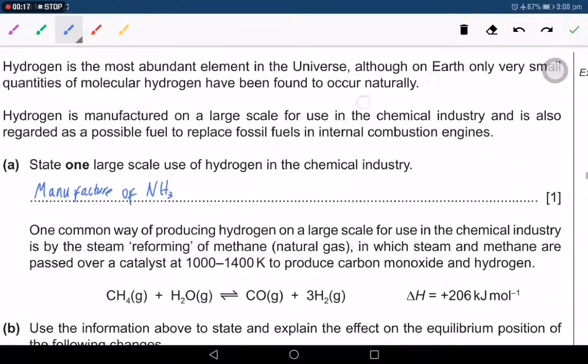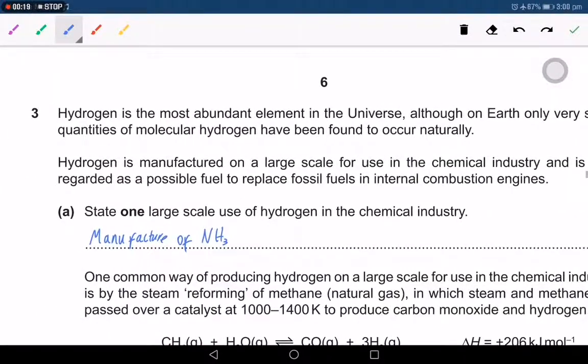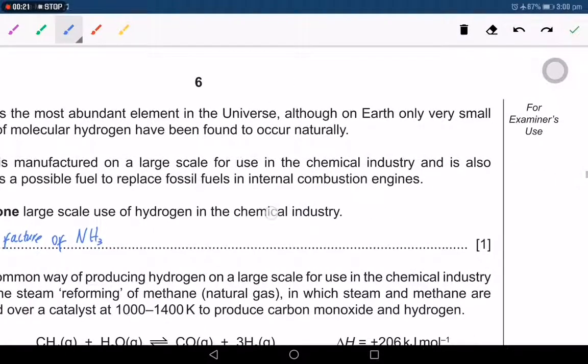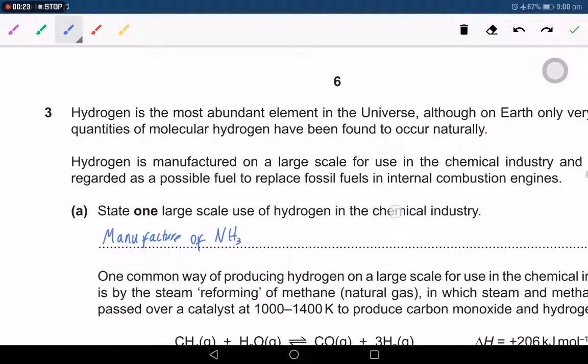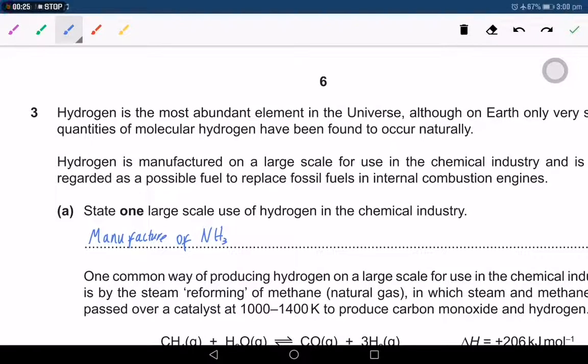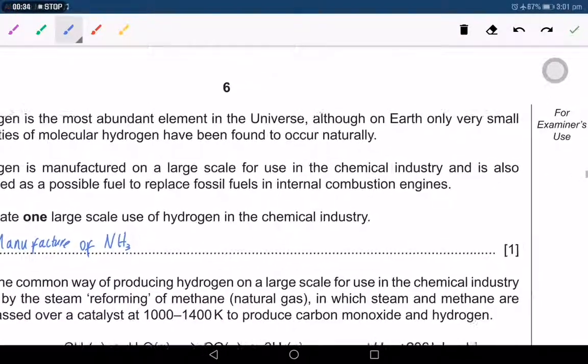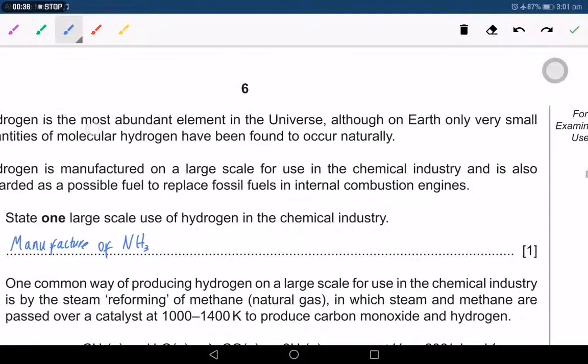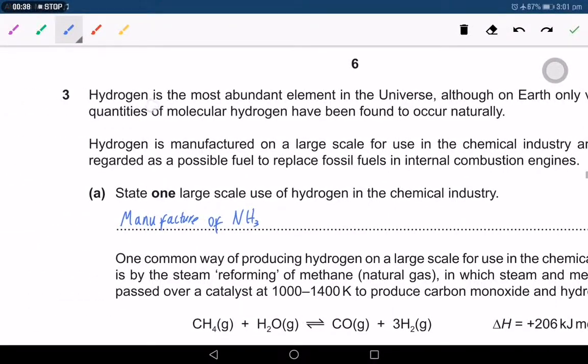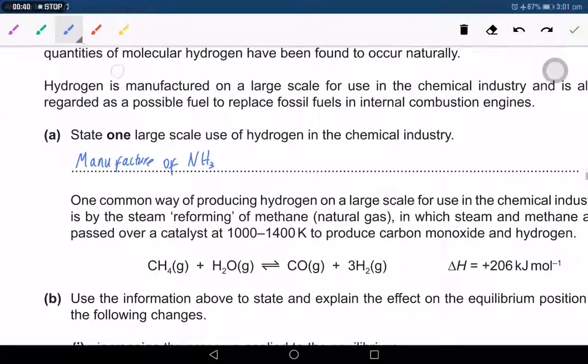Hydrogen is one of the most abundant elements in the universe, although on Earth only very small quantities of molecular hydrogen have been found to occur naturally. Hydrogen is manufactured on a large scale for use in the chemical industry and is regarded as a possible fuel to replace fossil fuels in internal combustion engines. State one large scale use of hydrogen in the chemical industry. Of course, it's the manufacture of ammonia.